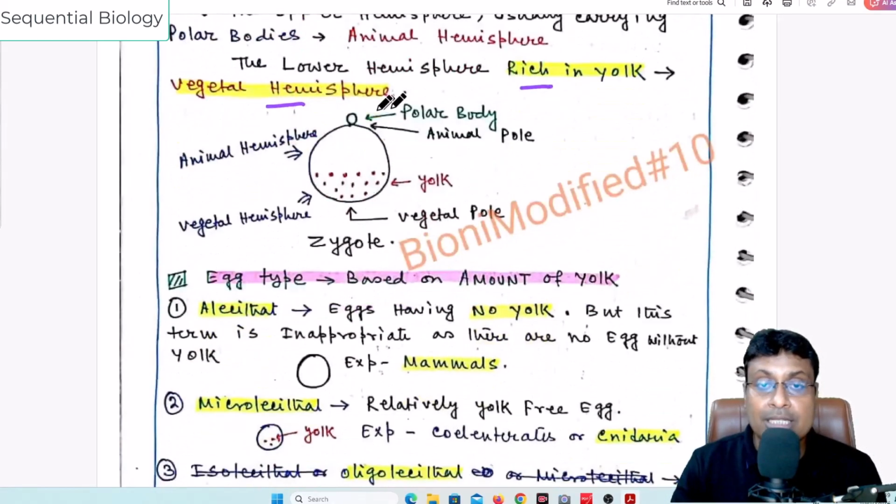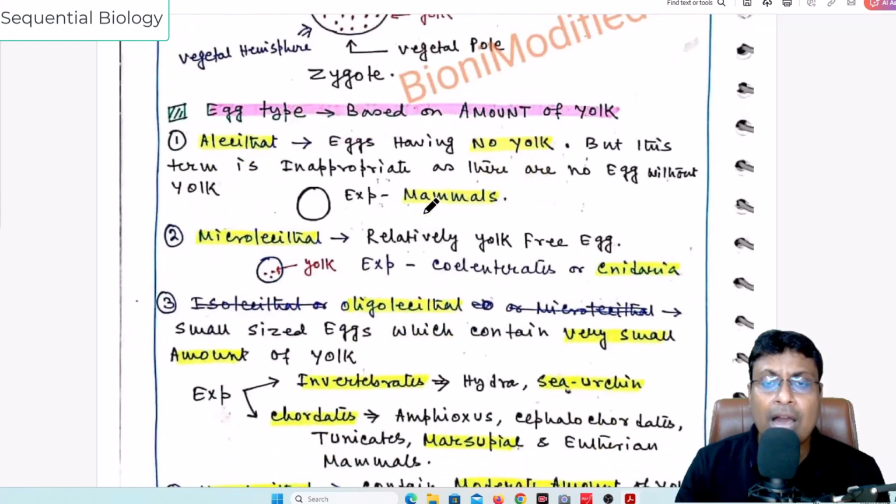Then the two poles: one pole is known as the animal pole and the other is the vegetal pole. Now the yolk is not equally present in all eggs. Actually, in different types of egg, different amounts of yolk are present. So on the basis of the amount of yolk, we can categorize eggs into different types. The first one is the alecithal egg, the egg having no yolk, and here you can see an egg with no yolk. This type of egg is known as alecithal egg.